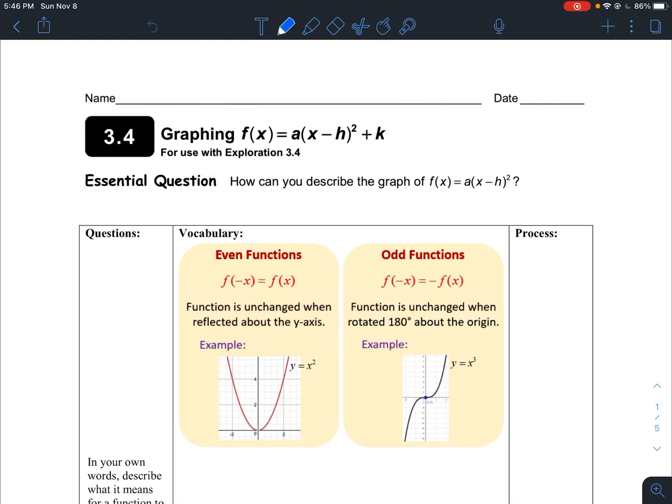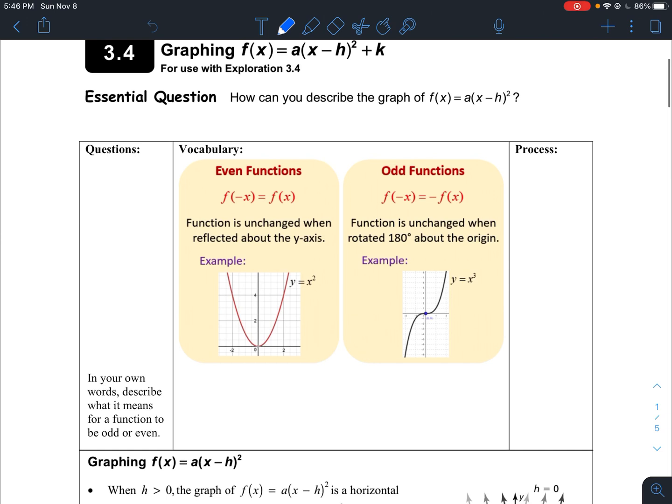Hey, what's up, guys? So this week we'll be covering two lessons, 3.4 and 3.5. This one's just about 3.4, and we're continuing our efforts to graph quadratic equations, quadratic functions. Before we get too much into the graphing portion, there's one concept I wanted to introduce, and that is the idea of even and odd functions.